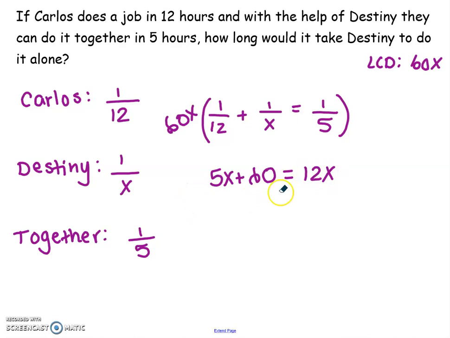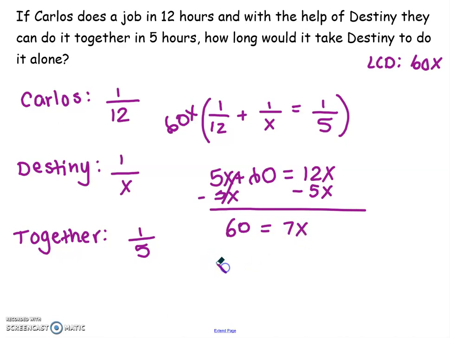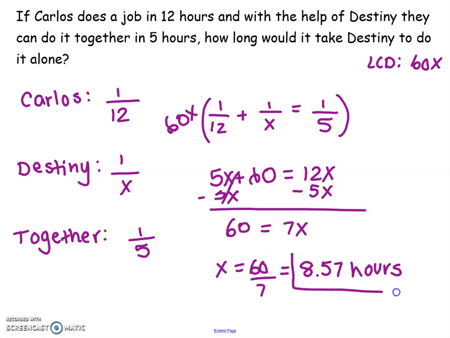So now I'm going to subtract my 5x to the other side. So it's minus 5x, minus 5x. So I'm going to have 60 equals 7x, and then I'm going to divide by 7. So x is going to be 60 over 7. And again, we can get this as a decimal since it's a word problem. 8.57. And then don't forget to label it. It's time, it's hours. So 8.57 hours it will take Destiny to do it on her own.